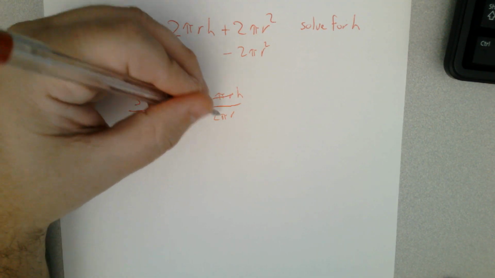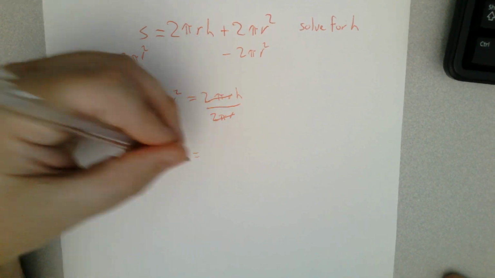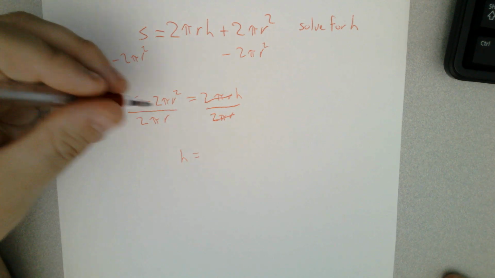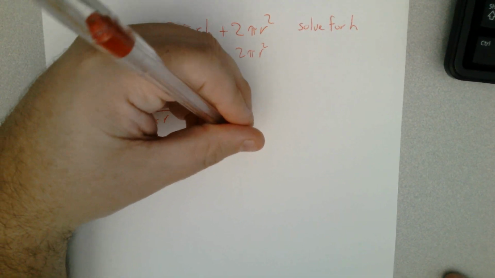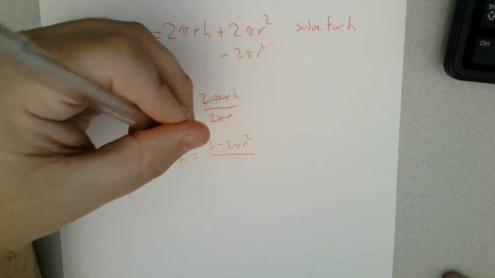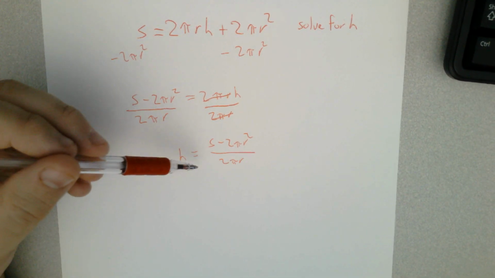So when these all cancel out, that leaves me with h isolated, which is what I was looking to do. So h is equal to all of this stuff written that way: S minus 2 pi r squared over 2 pi r. So now we have solved for h.